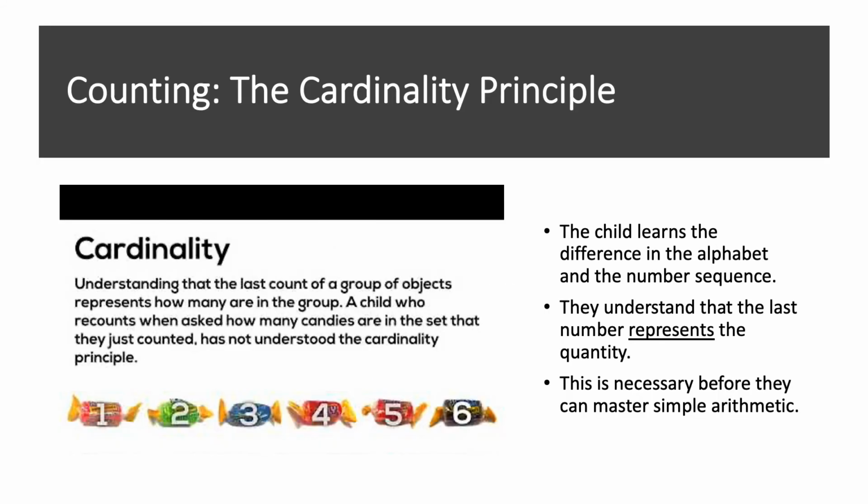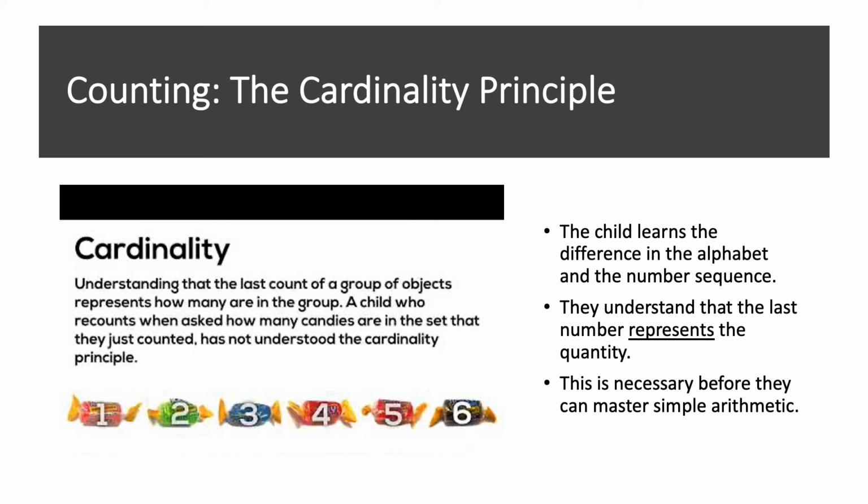Cardinality is what separates the alphabet from counting, and that is that the alphabet doesn't have cardinality. In other words, A doesn't have a different value than B, doesn't have a different value than C, doesn't have a different value than D. They just fall in order. They're labels of order.